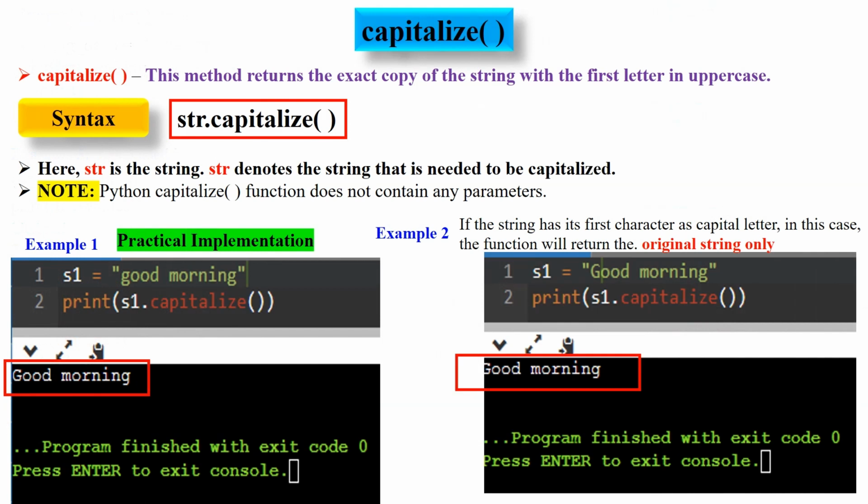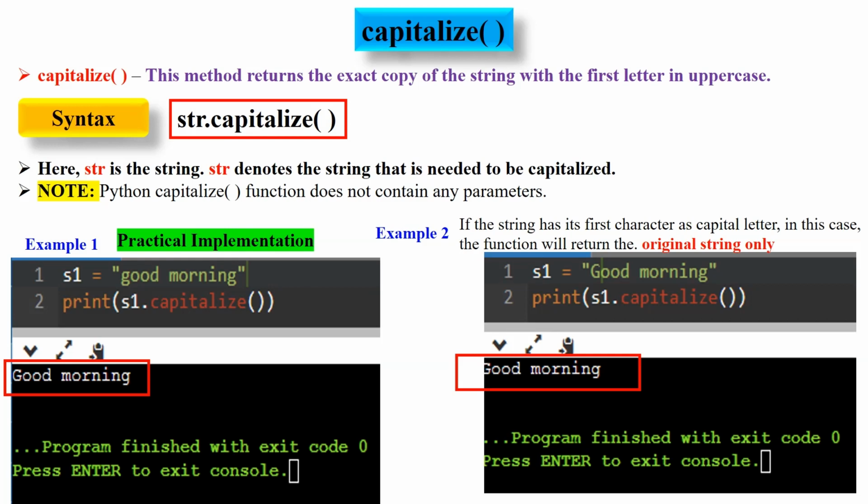Let's learn about the built-in function, capitalize function. This method returns an exact copy of the string with the first letter in uppercase. Syntax is str.capitalize. Here str is the string. str denotes the string that is needed to be capitalized. Note that Python capitalize function does not contain any parameters.